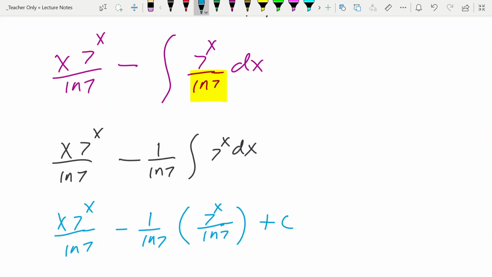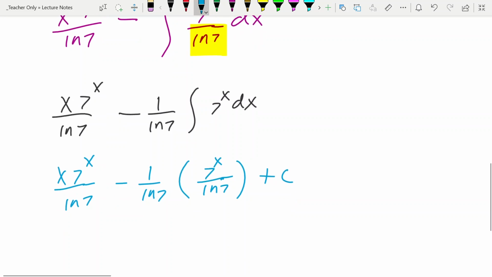because this is an indefinite integral. All right, so I hope that helps.